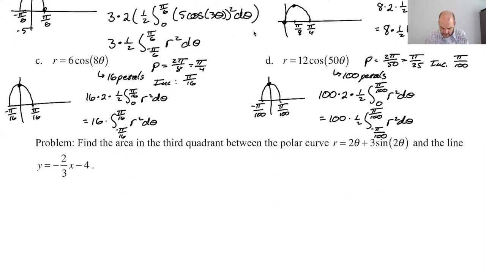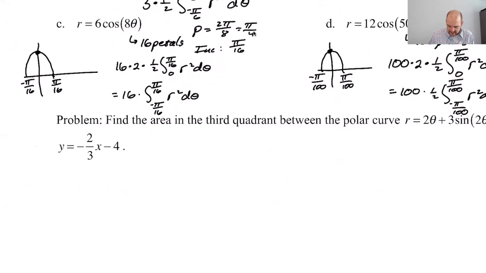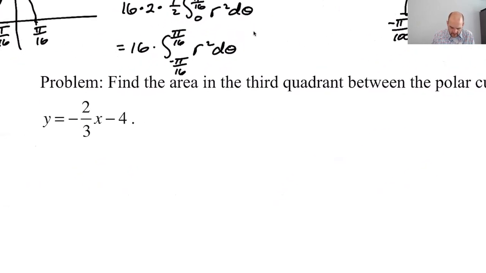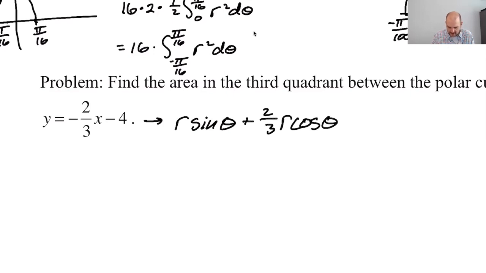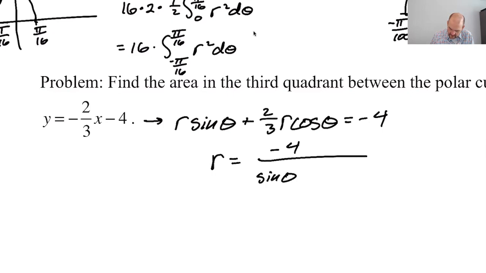Find the area in the third quadrant between the polar curve, whatever that thing is, and this. Okay, so we're going to have to find where they intersect. I'm going to convert this to polar. So this is r sine. I'm going to add 2/3 r cosine, right? X is r cosine. So I just added 2/3 x to both sides equals -4. So r is -4 over sine theta plus 2/3 cosine theta.